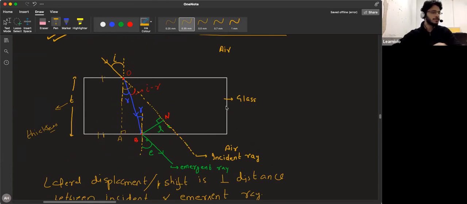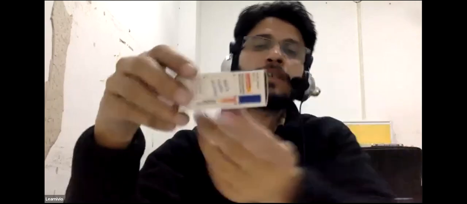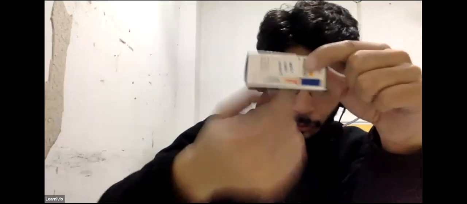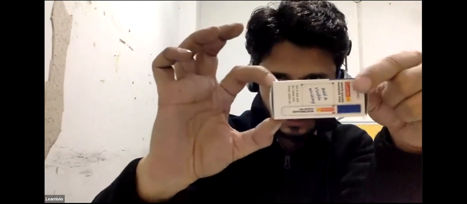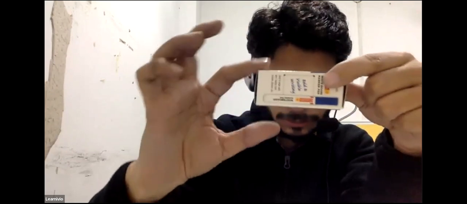See Arpit, if you consider the glass slab in 3D, then thickness is the distance from this to this. It's not breadth, it's thickness actually. If you say that this is the glass slab, this is the incident face and this is the emergent face. So you incident a light ray like this, it will come through this face. So this portion is the thickness. It's not breadth. Breadth is this. Okay, I got it.